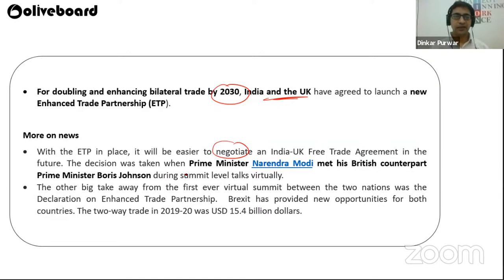The decision was taken by the Pradhan Mantri, Prime Minister Narendra Modi, who met his British counterpart, Prime Minister Boris Johnson, during the summit level talk that was held virtually. The other big takeaway from the first ever virtual summit between the two nations was the declaration of the enhanced trade partnership. Brexit has provided a new opportunity for both the countries. The two-way trade in 2019 to 2020 was around $15.4 billion.